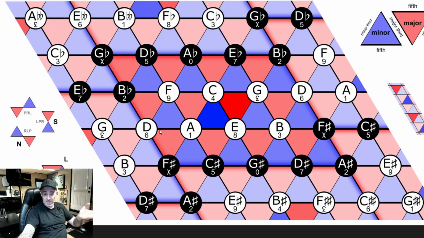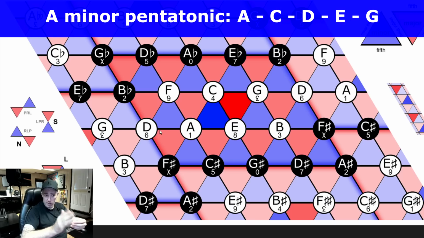So what about the pentatonic scale notes? So what about our A minor pentatonic? So the A minor pentatonic scale is A, C, D, E, G. So we start on the note A, C, there's an E, there's a G, there's a D. All right, so it looks like if you kind of do this, then you have your minor pentatonic scale notes.